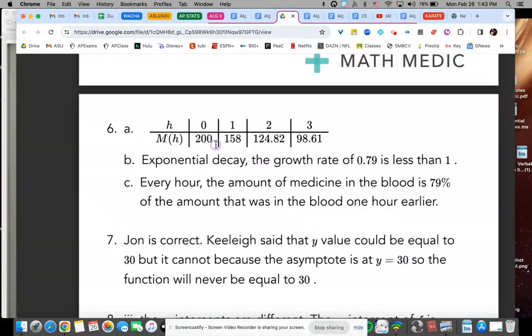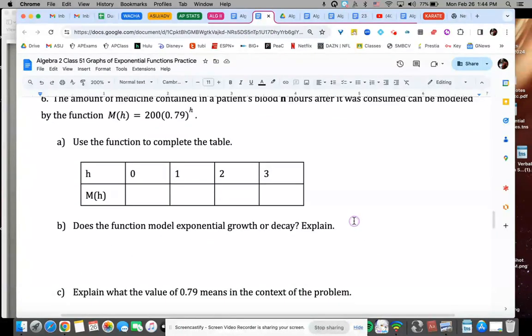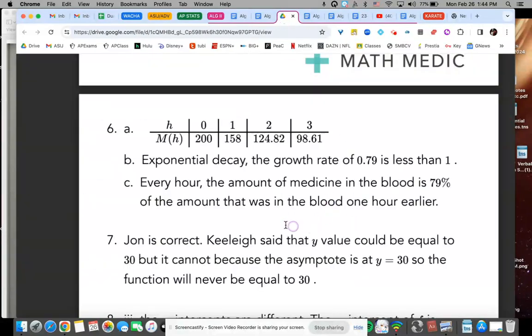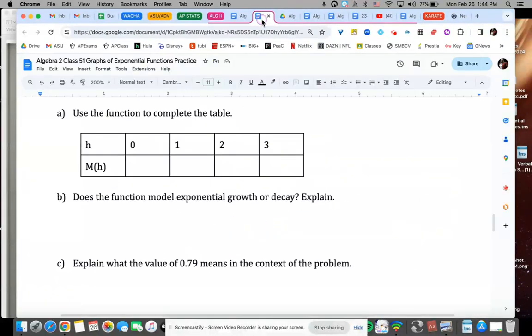So when I look at my chart, when I took the medicine, it was 200 milligrams of something, let's say. After 1 hour, I only had 79% of that left over. So I had 158 milligrams in my body, or whatever it is they're measuring. And then after another hour, I have 79% of that left over in my body, et cetera, right? So it's 79% leftover medicine every single hour. And you can see they explain that here, right? Every hour, the amount of medicine is 79% of what it was before.